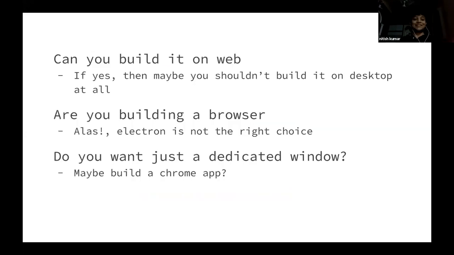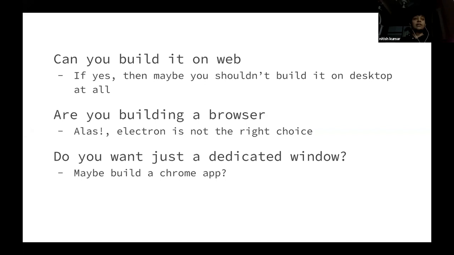So before we begin, I'll ask the same question: why? When you try to build an Electron app, the first question we should ask is, can we build it on web? Because web is definitely cloud, right? You can access it from anywhere. You don't need to install it on your system. And it is accessible on mobile devices and browsers anywhere. So we should be asking this question. If we can build it on web, maybe we should not build it on desktop after all.